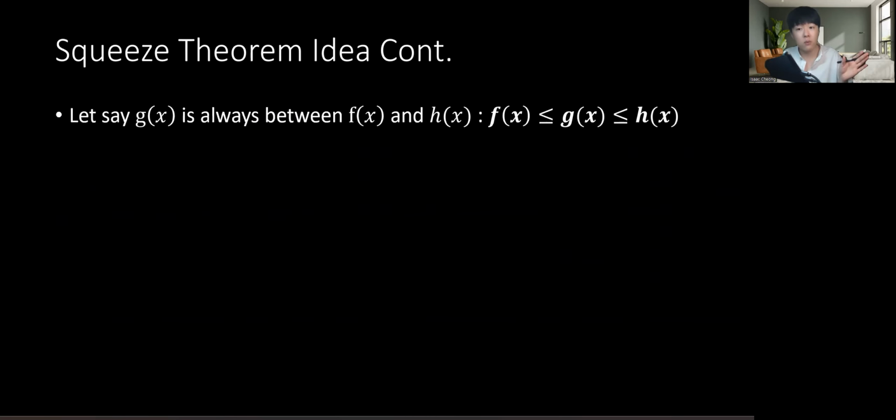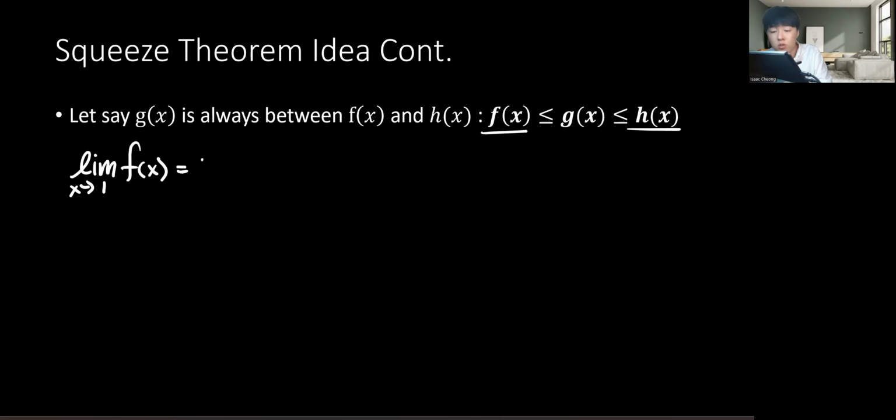So let's apply it with functions. Let's say g(x) is always between f(x) and h(x), right? And in this case, let's say f(x) and h(x) are approaching the same value as x is approaching something. So for example, let's say as x is approaching 1, the limit of f(x) is 2, and as x is approaching 1, the limit of h(x) is also 2.